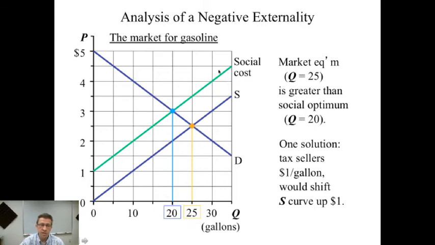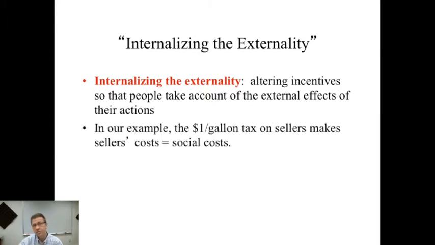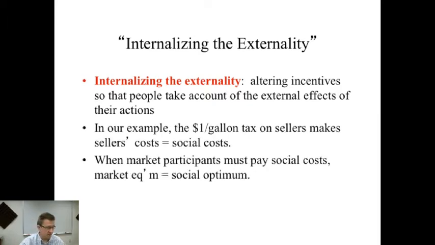So then the firm would be considering this green supply curve if you put in the tax of $1 per gallon. Right? And this is what we talked about, the efficient way to handle an externality. Figure out the amount of damage from the externality and put in a tax for exactly that amount. And that will get you to the socially efficient outcome. So internalizing the externality, alter the incentives so people take account of the external effects. So it's the $1 a gallon tax in our case, in the case right here.